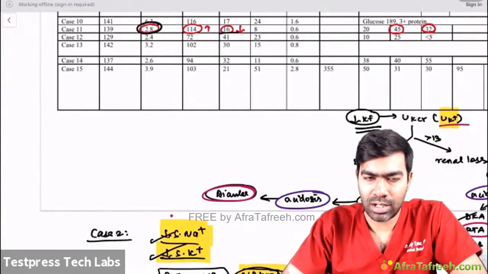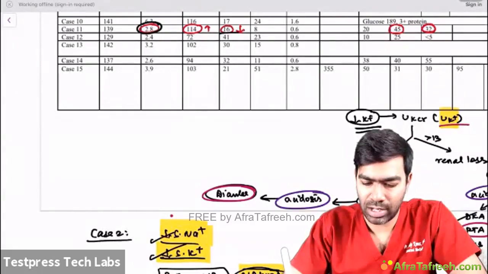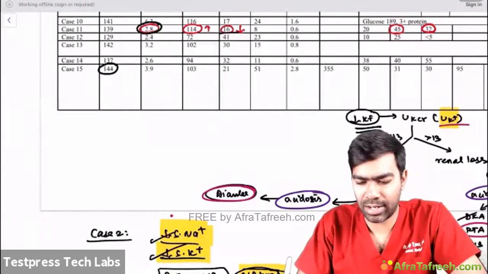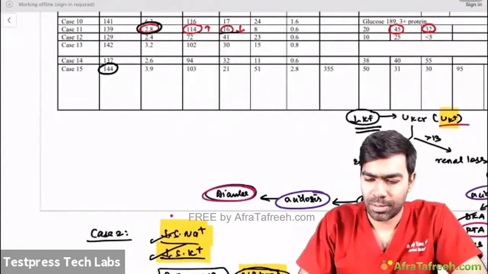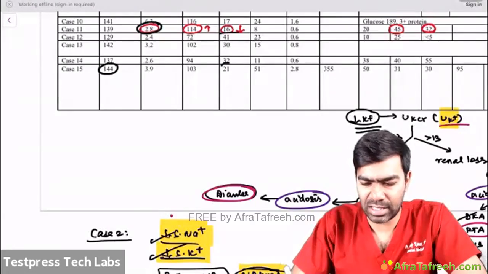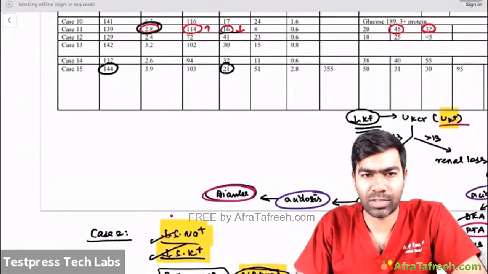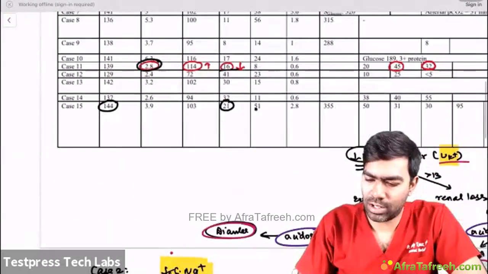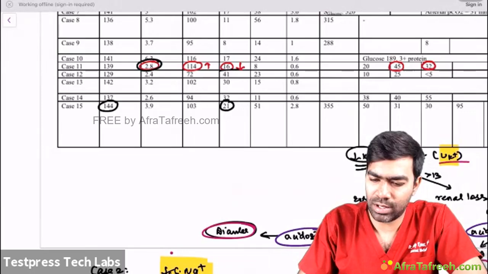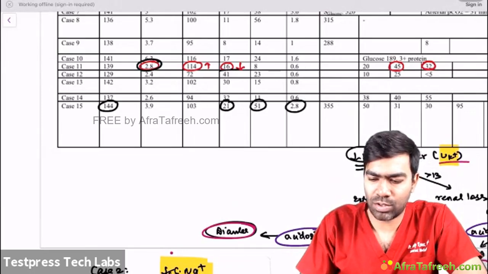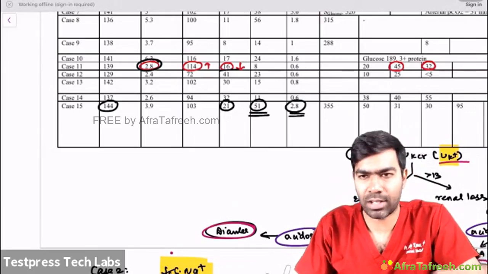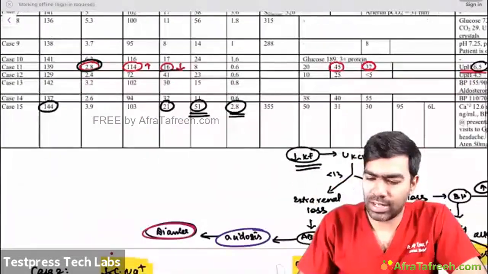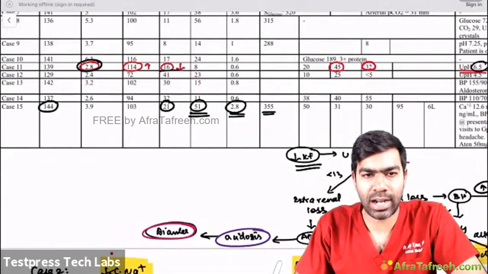We are seeing a little bit of hypernatremia. A small amount of hypernatremia is there, 144. I think it's a little high. Potassium, okay. Chloride, okay. Bicarbonate is a little less, but fine. What about the BUN creatinine ratio? Definitely BUN and creatinine both are elevated. BUN is 51, creatinine is 2.8. Surely something is happening here. And serum osmolality 355, a little high. We can note that as well.